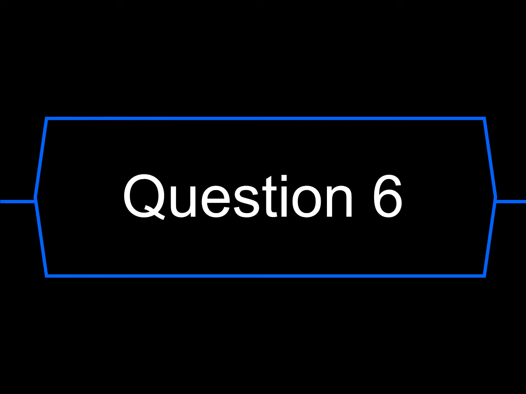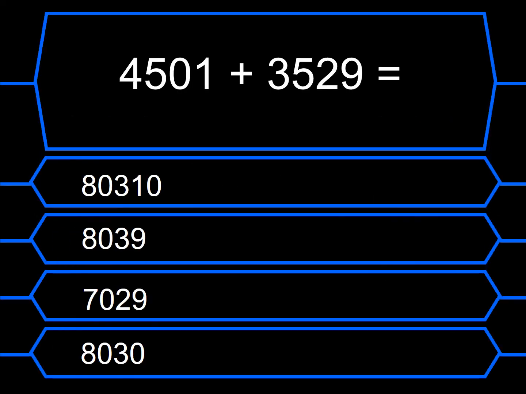Question 6. Oh, we've got some 4-digit numbers now. So let's read them together. We've got 4,501 add 3,529. You are definitely going to need your column addition method for this one.